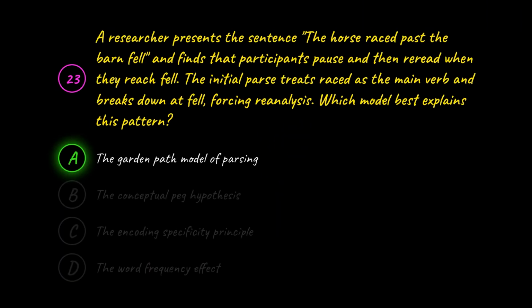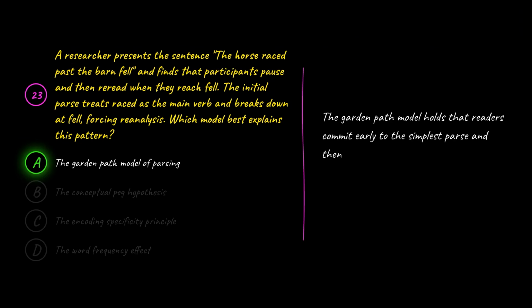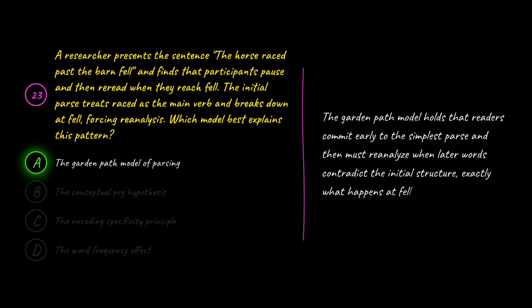The correct answer is A. The garden path model of parsing is correct because the garden path model holds that readers commit early to the simplest parse and then must reanalyze when later words contradict the initial structure. Exactly what happens at fell in this sentence.